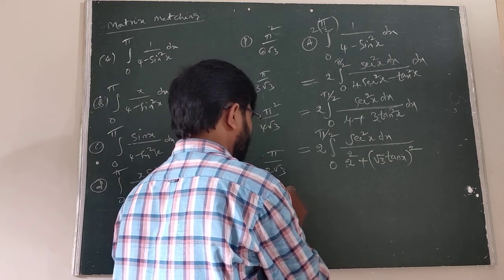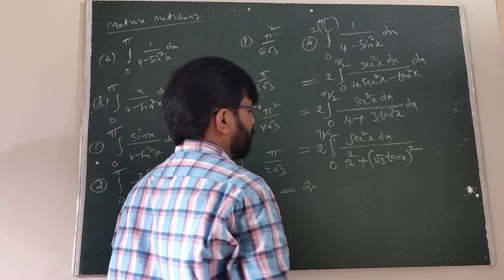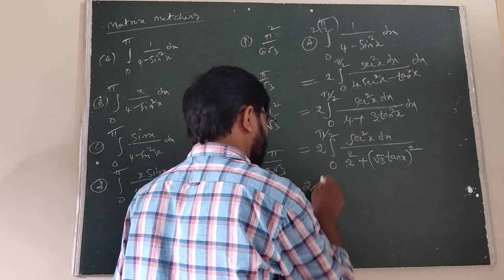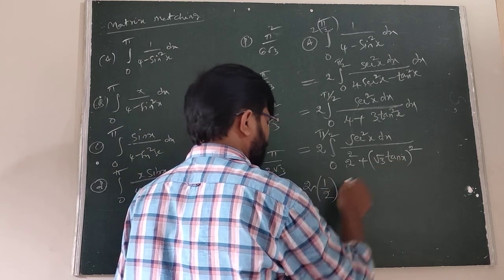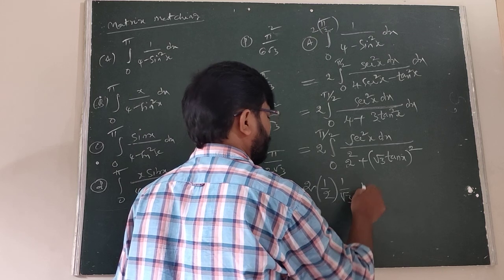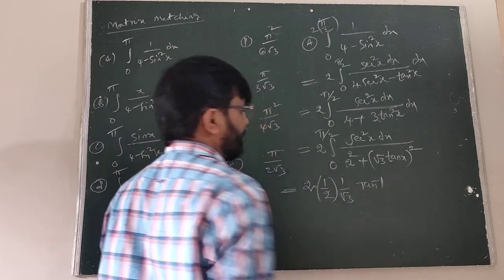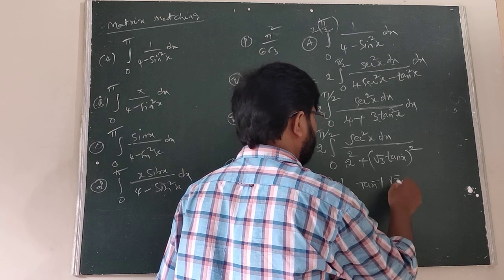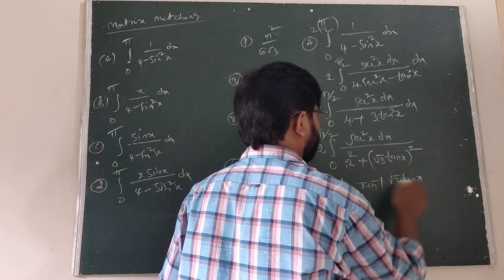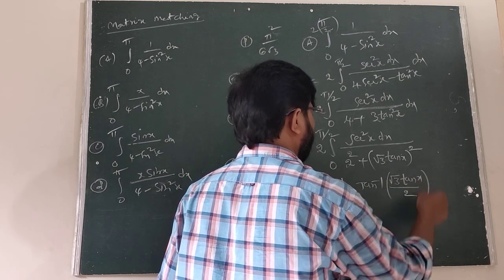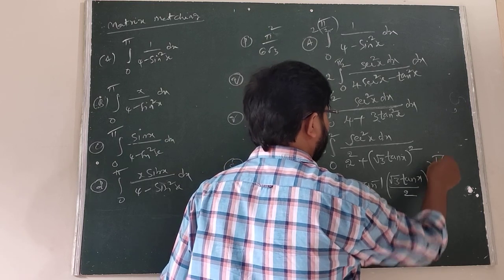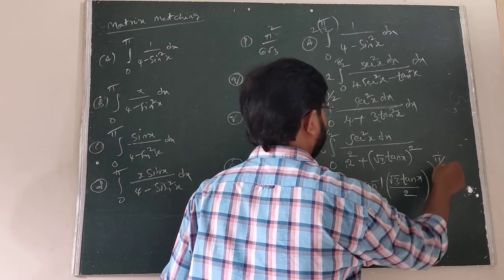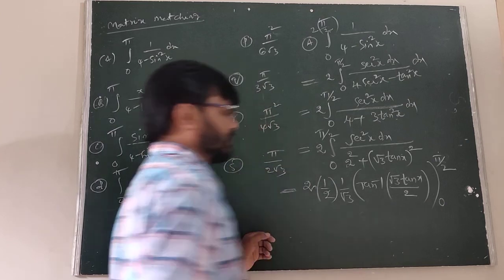How to write this one? 2 into 1 by a. 1 by a is 1 by 2. But the coefficient there is 1 by root 3. Tan inverse of x by a, where x is root 3 tan x and a is 2. The limits are 0 to pi by 2. Okay, is it clear?